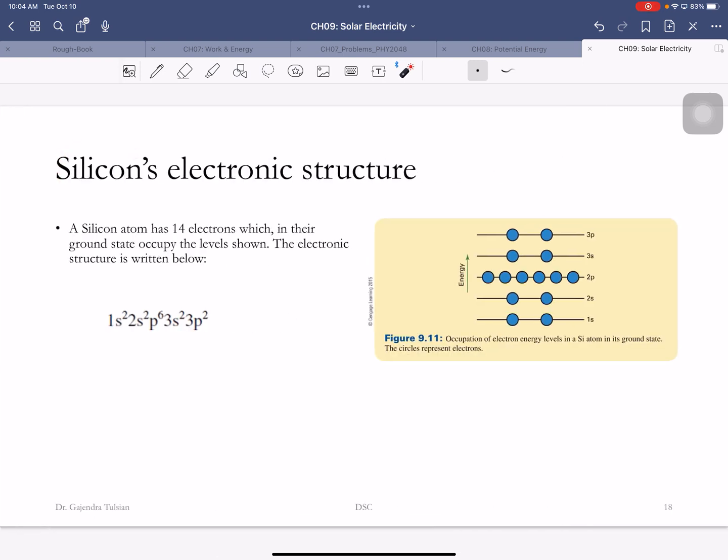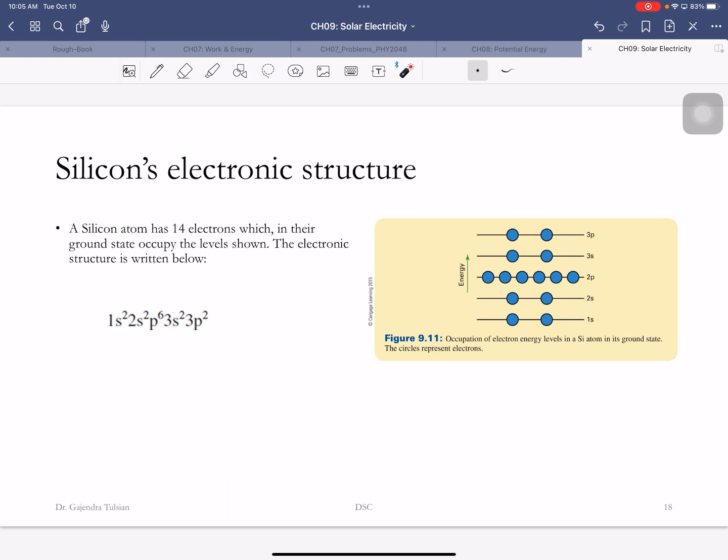So here's silicon. Silicon has an atomic number of 14, so it has 14 electrons. Here's the electronic configuration of silicon. In the 1s level, it has 2 electrons, spin up, spin down. The 2s orbital has 2 electrons. 2p has 6, that makes 10, and here are the 14. So this is the electronic configuration.